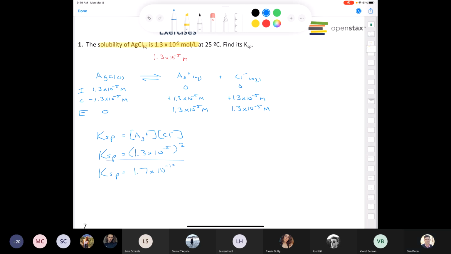Can't even read that. There we go. So there's our KSP value. Give me a thumbs up if you follow me on that one. You're like, Mr. Dion, I think I could interpret that one. Write it as a KSP, a solubility product expression.